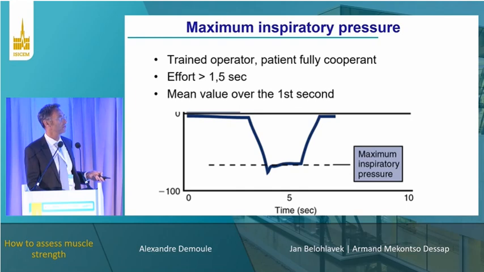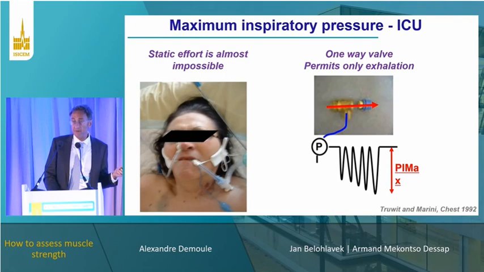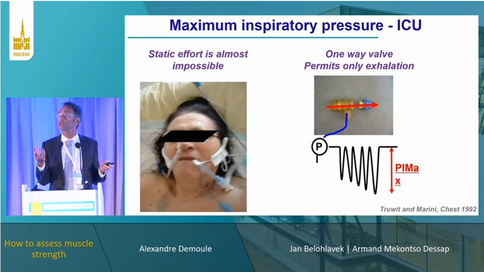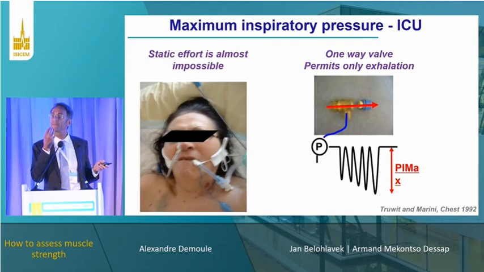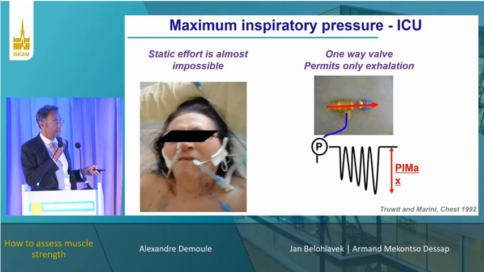So you understand right now that in an ICU patient, this is very frequently difficult to perform. But Truitt and Marini, John Marini, a long time ago, understanding that in many ICU patients this static effort is almost impossible, used a one-way valve that permits only exhalation. This valve is connected to the endotracheal tube, and then the patient can exhale but cannot inhale. So the result is that at every breath, the patient is emptying the lung, and the inspiratory effort is increasing.